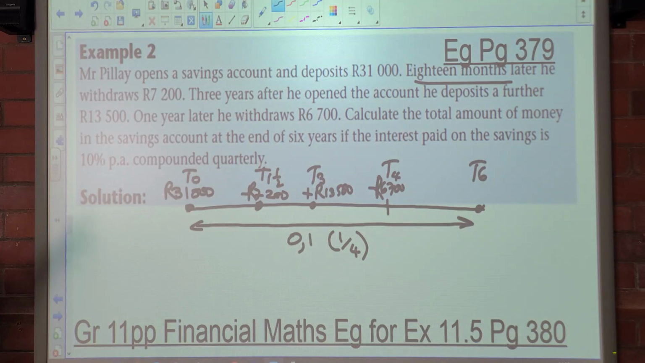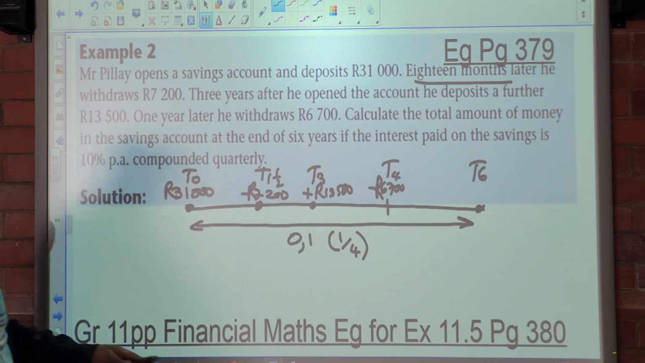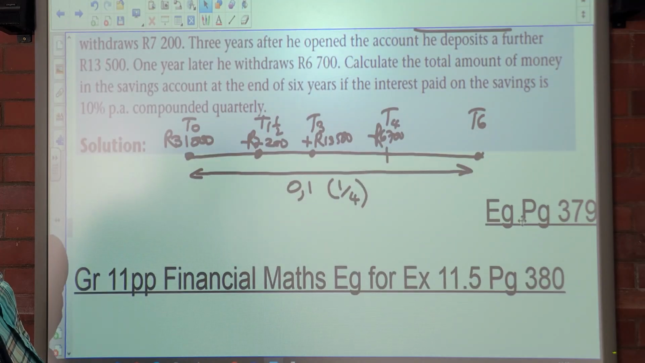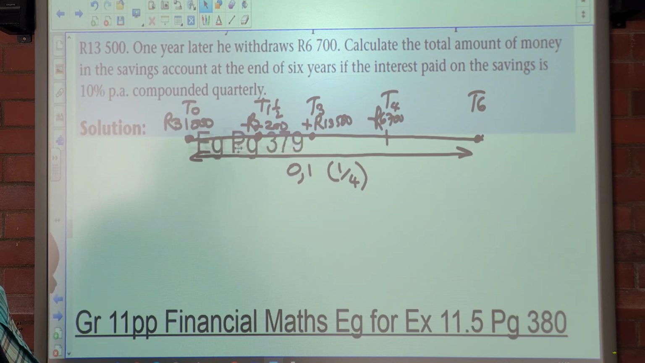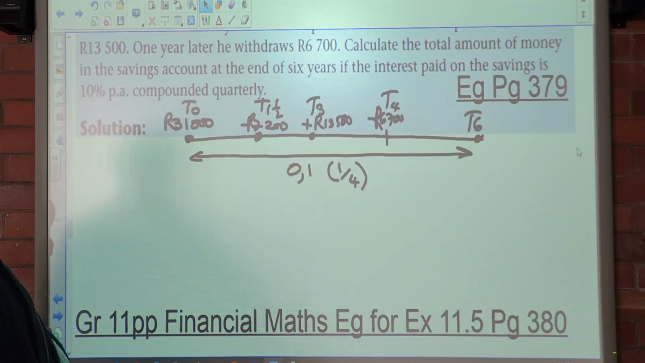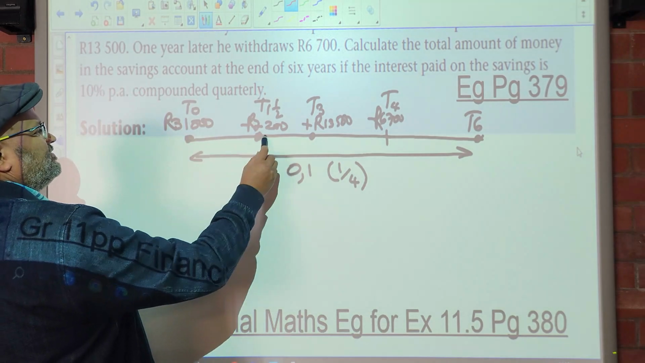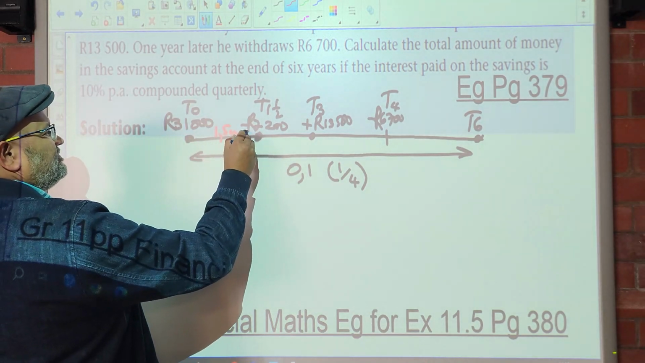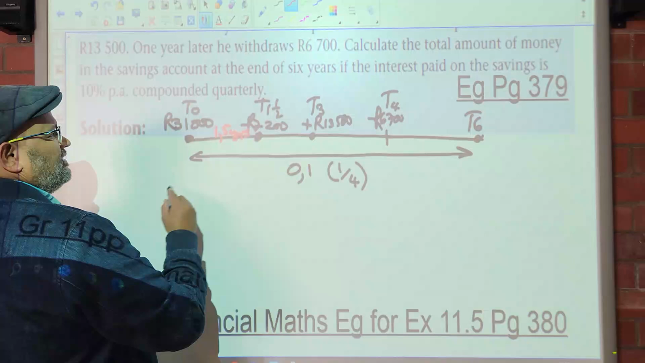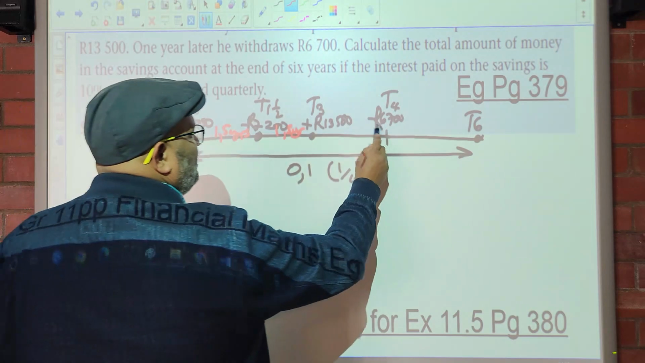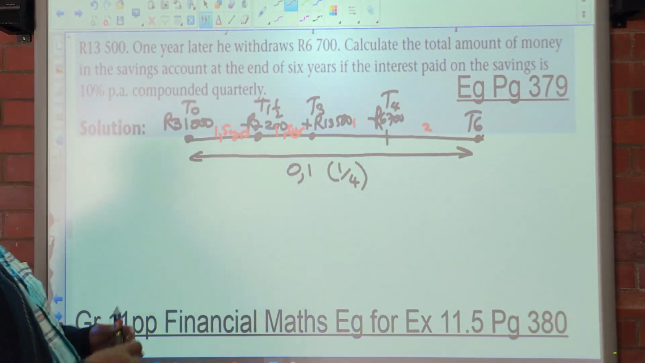So any confusion with the way I set this timeline? You all understand? Right, let's go. So people, what's the time from T0 to 1.5? That's 1.5 years, not so? From here to there, 1.5 years. And from there to there is 1 year, and then there is 2.